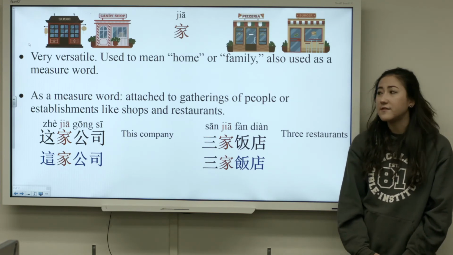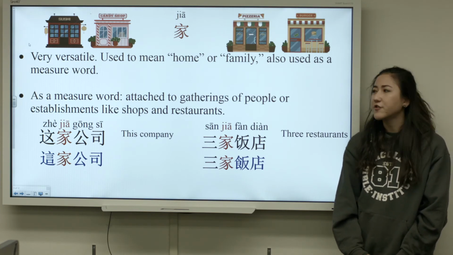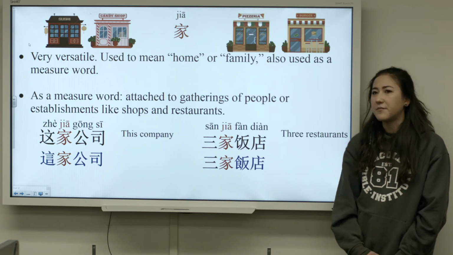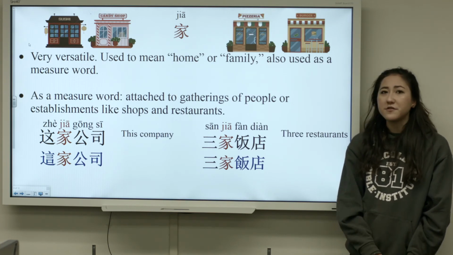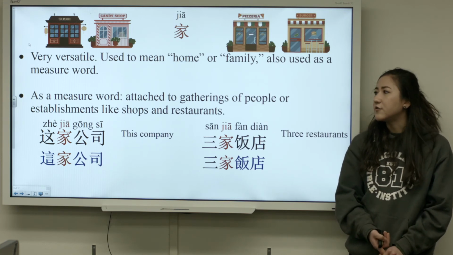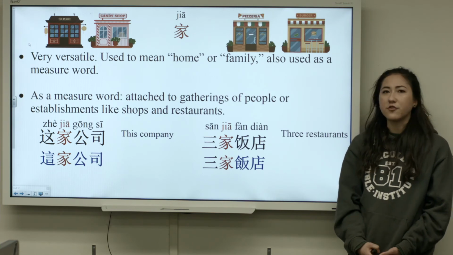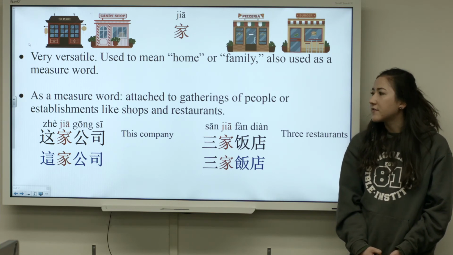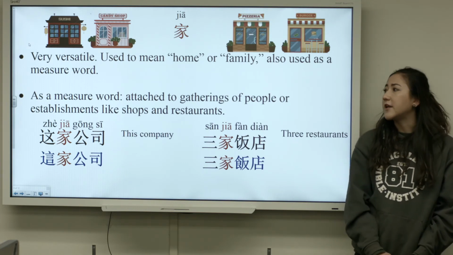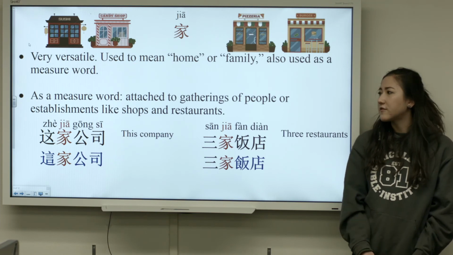And this next one is 家. So this is a very versatile character because it is used to mean home or family, as many of us know, but it can also be used as a measure word. And so when it's a measure word, it's attached to gatherings of people or establishments like shops and restaurants. So in this case, 这家公司, this company, or 3家饭店, 3 restaurants.